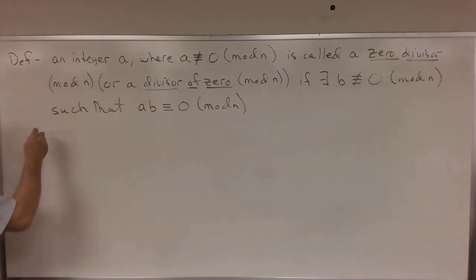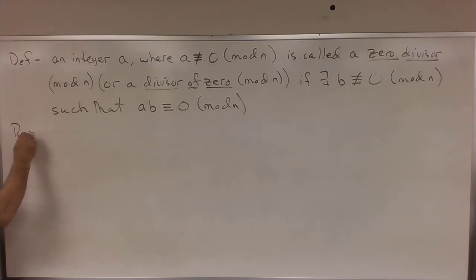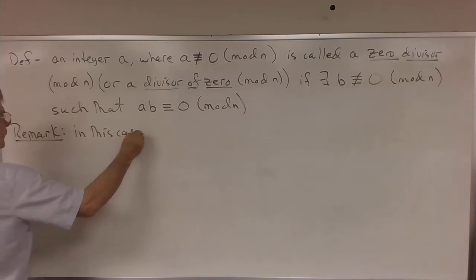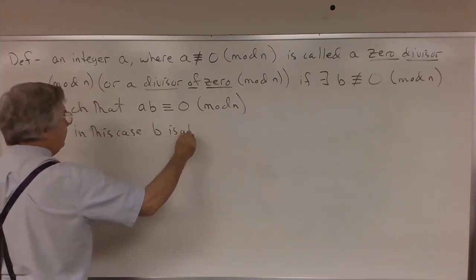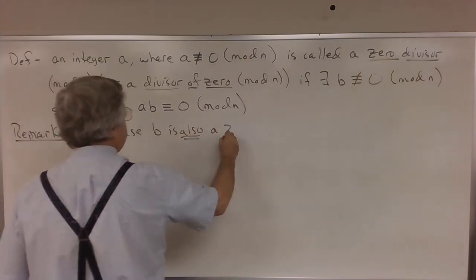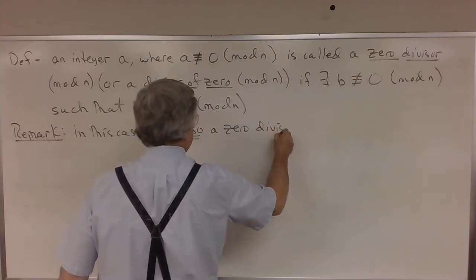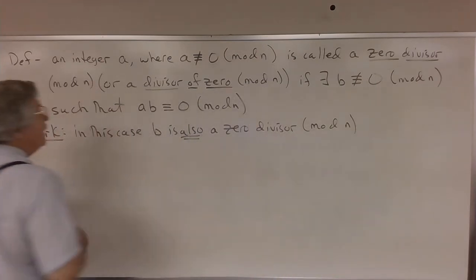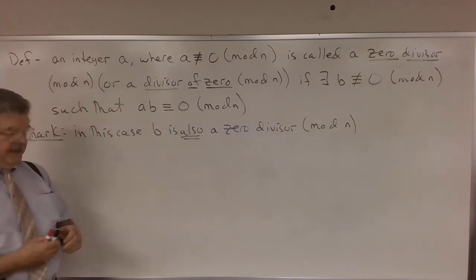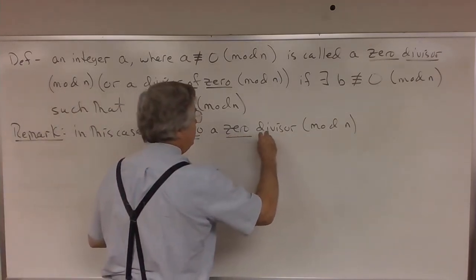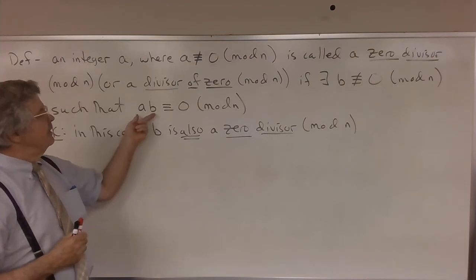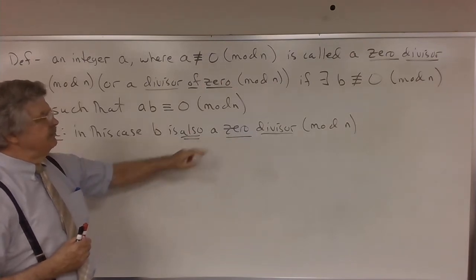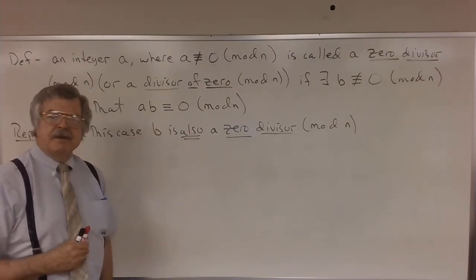And I guess a remark would be appropriate here. If a is a zero divisor mod n, because there's some integer b such that ab is congruent to 0 mod n, then b is also a zero divisor mod n. These two things come in pairs.